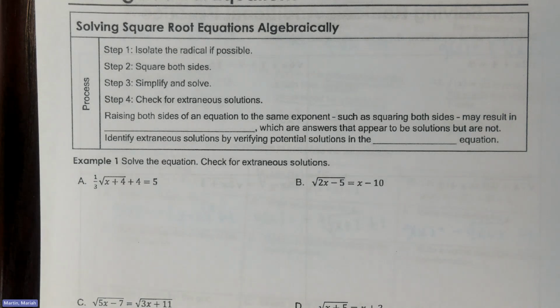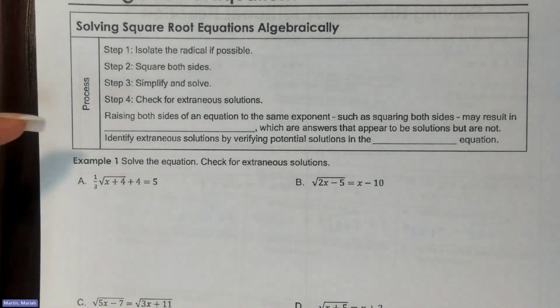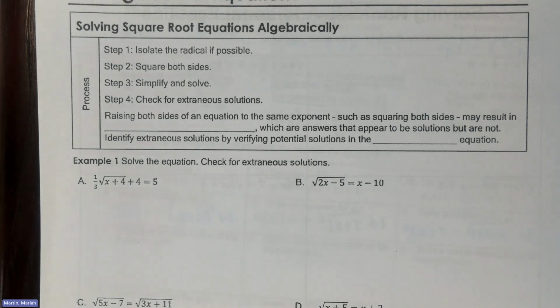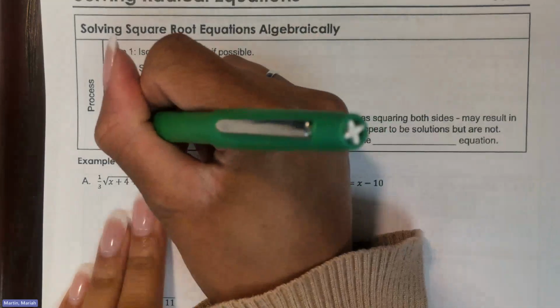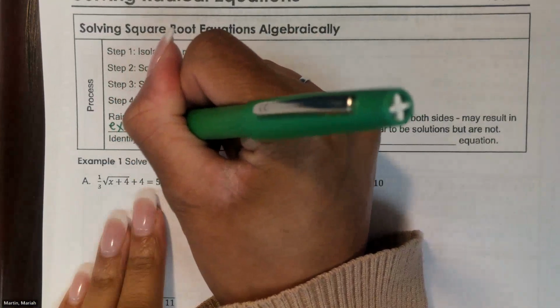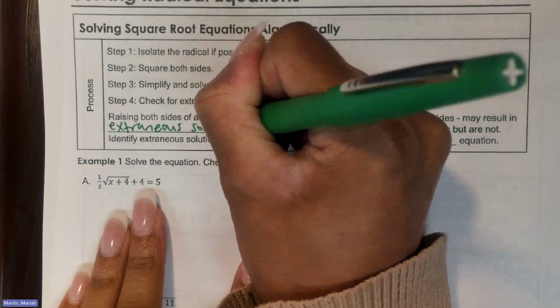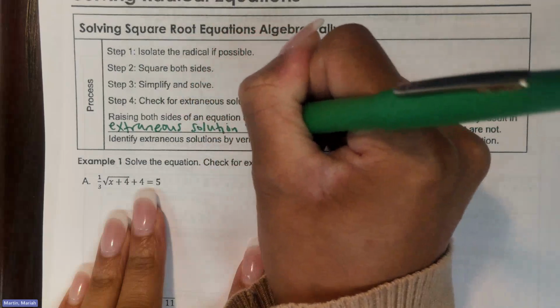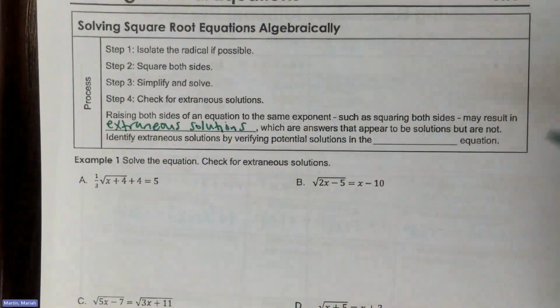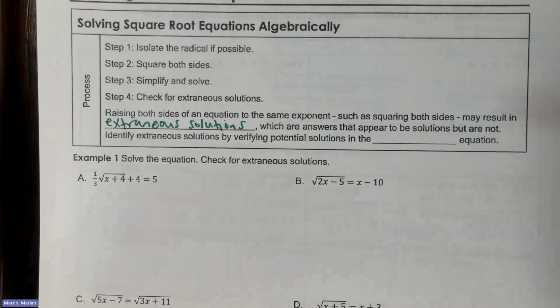On extraneous solutions, when we are raising both sides of an equation to the same exponent, such as squaring both sides or taking to the power of 3, as we will later, this may result in extraneous solutions. So I'm pretty much rewriting this word here. These are answers that appear to be solutions, but they're not.